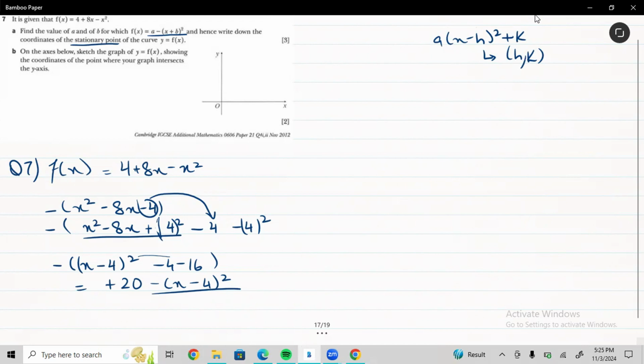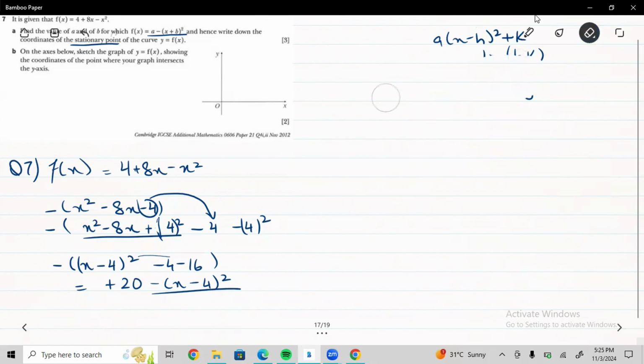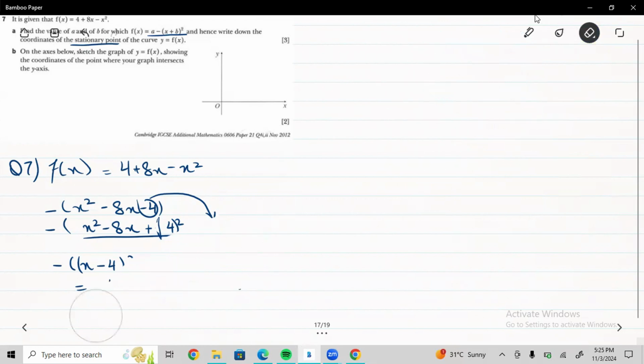If we compare this with the first equation, we would get -1 (x minus 4) whole squared plus 20. So we would get -4 is equal to negative h. We cancel the negatives. We get 4 is equal to h and k is equal to positive 20. And that's our answer: positive 4 and 20 is our answer for question number 7, part A. And that's it. It's not too hard. You just have to remember the concept behind it.